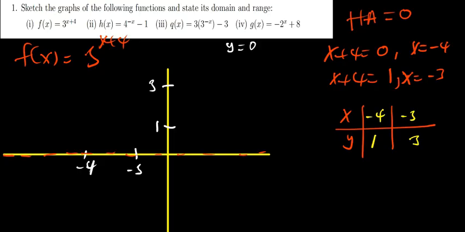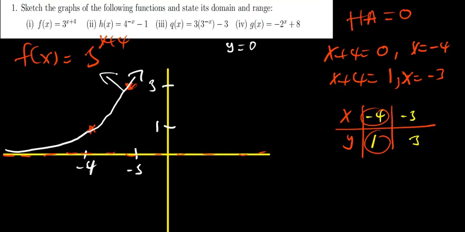Now we can have the coordinate negative 4, 1. Negative 4, 1 is basically here. Then negative 3, 3 is there. We have got two dots. So the line should start closer from the asymptote, then coming up like that, touching these two dots, going like that. Then you put an arrow. This is the graph of f of x is equal to 3 raised to the power x plus 4.